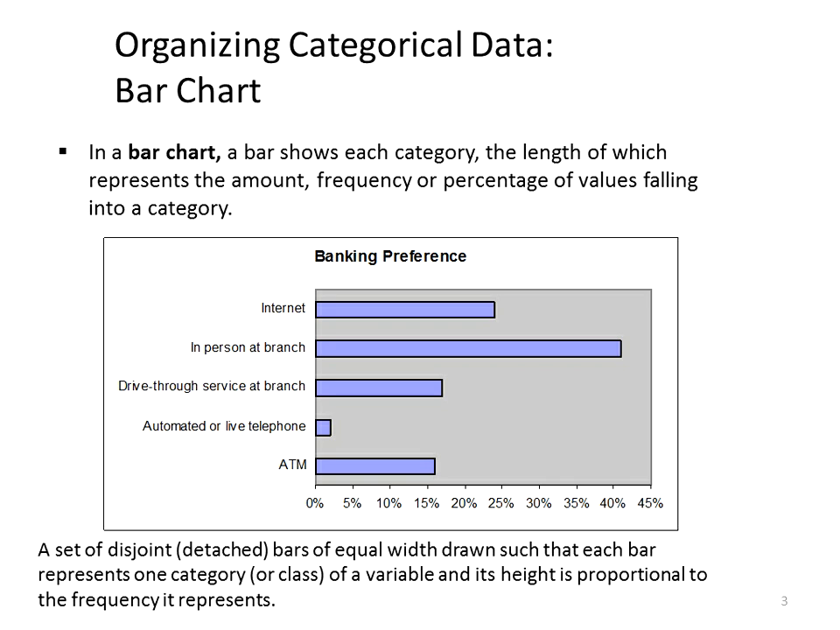Now with a bar chart, as we know, it's bars that show categories, the length of which represents the amount, frequency, or percent of values falling into a category. The one being shown to you is a horizontal bar chart. It is a set of disjointed bars of equal width drawn such that each bar represents one category of a variable and its height is proportional to the frequency it represents. That is now when it's standing up vertically.